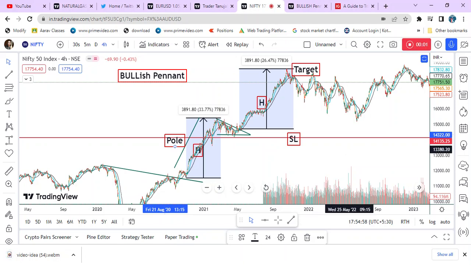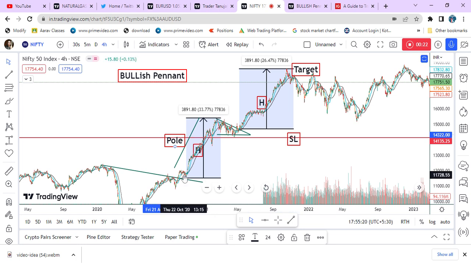Bullish pennant. What is a bullish pennant? Bullish indicates uptrend movement, and a pennant is a long and narrow triangle. How to identify this pattern and what is the prerequisite? This pattern is used to find the uptrend movement.